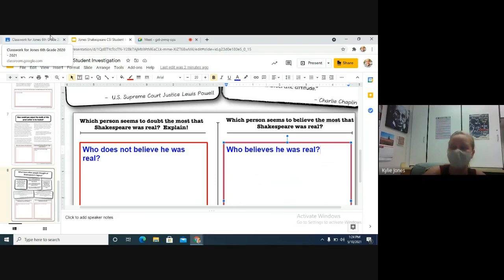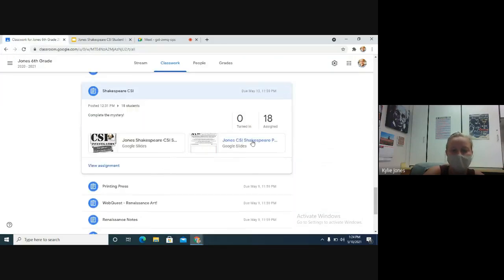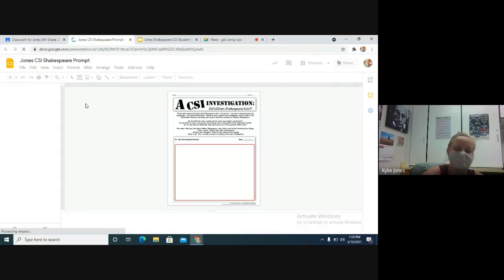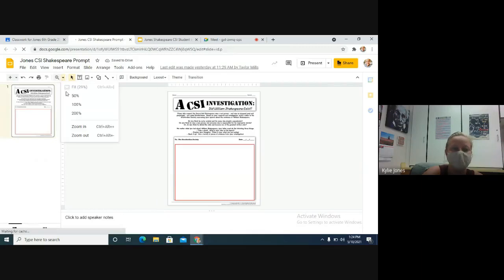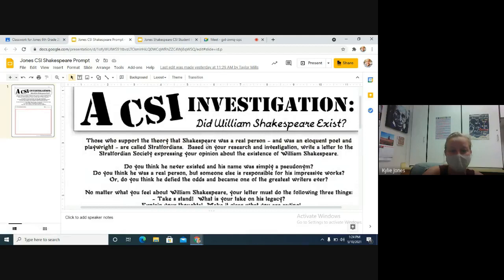Okay, so those of you that are finished with the slides on this one, the only other thing that you need to do is open up the Google slide that has the prompt on it. This one, if we zoom in, says: those who support the theory that Shakespeare was a real person and was an eloquent poet and playwright are called the Stratfordians. Based on your research and investigation, write a letter to the Stratfordian Society explaining your opinion about the existence of William Shakespeare.